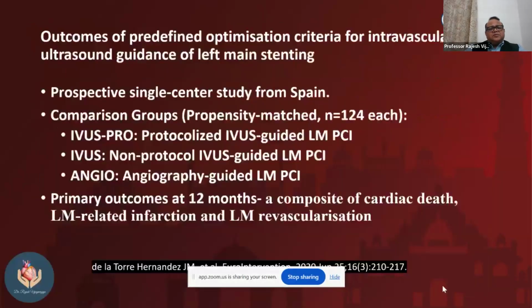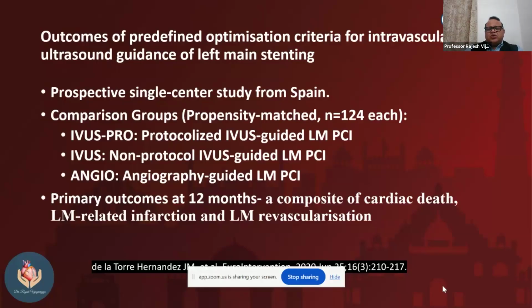This is another study, a prospective single center study from Spain, where there were three groups. One is angiography guided, second is non-protocol IVUS guided PCI, where one has to look at whether there is a significant MSA across the LAD, LCX, and the left main. And another one is the IVUS Pro, a protocol IVUS guided left main PCI.